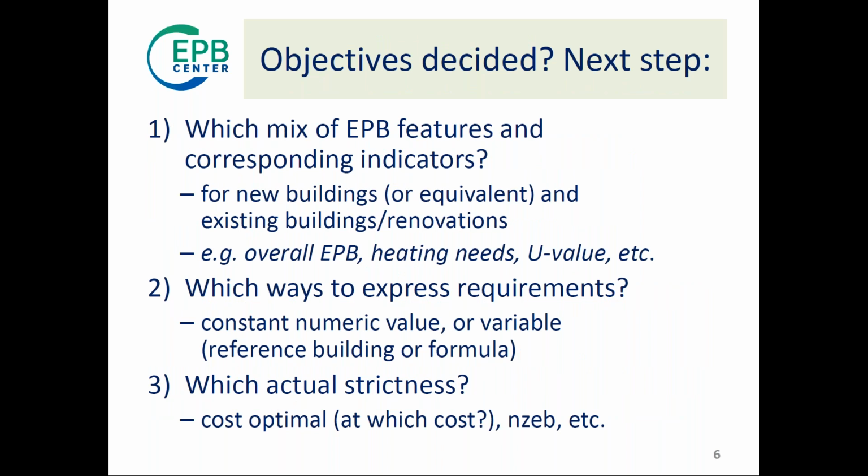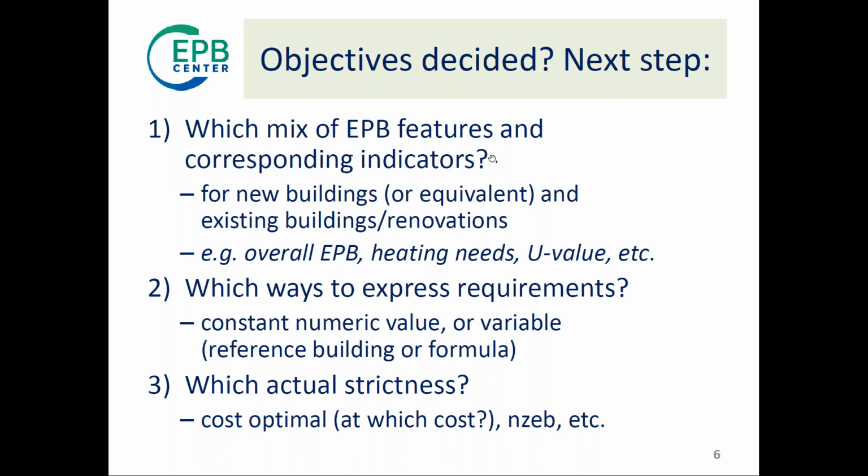So once the objectives have been decided, the next step consists of 3 elements. First, which mix of energy performance of buildings features and corresponding indicators do we want to choose? And then we can distinguish between the new buildings or equivalent to new buildings and existing buildings renovations. So for instance, we are thinking about overall energy performance of buildings, perhaps heating needs, perhaps the U value of a component, etc. The second issue is which ways do we choose to express the energy performance requirements. This can be a constant numerical value, can be a variable value, and can also be a reference building or a formula approach, and that will be discussed later on.